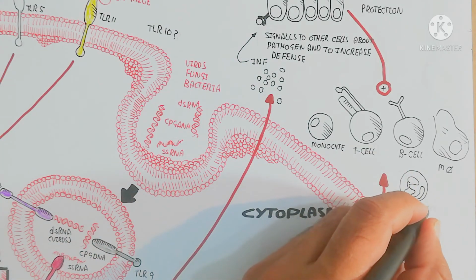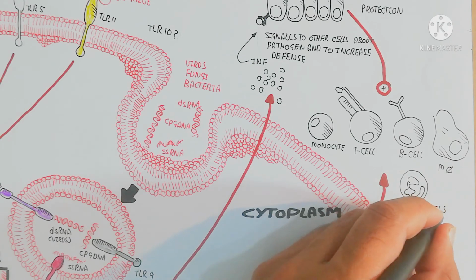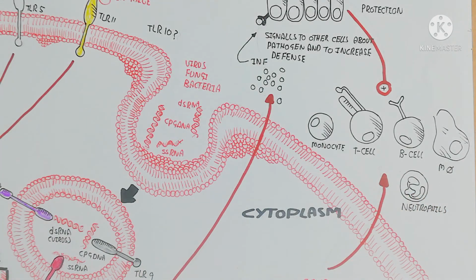Why is it known as toll-like receptor? Because it looks like a toll. So that is an important thing to know about it.